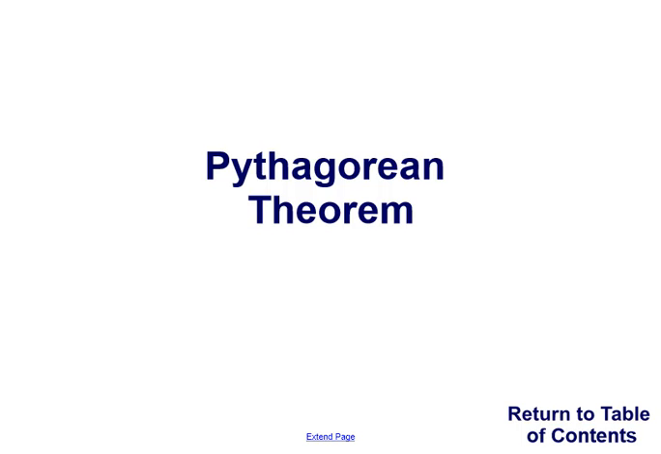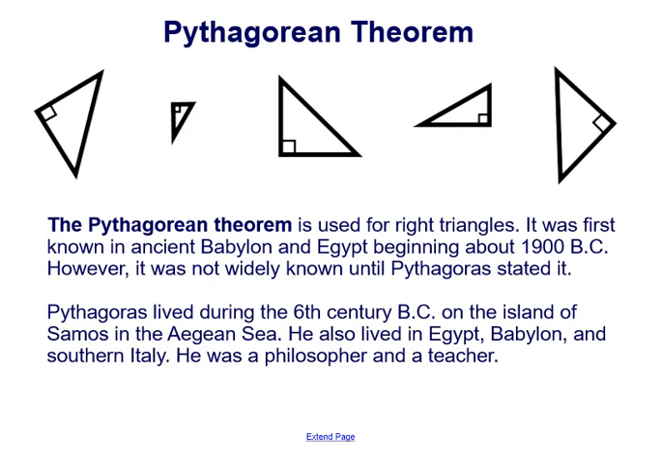The Pythagorean Theorem. The Pythagorean Theorem is used for right triangles. It was first known in ancient Babylon and Egypt beginning about 1900 BC. However, it was not widely known until Pythagoras stated it. That's why it's called the Pythagorean Theorem.